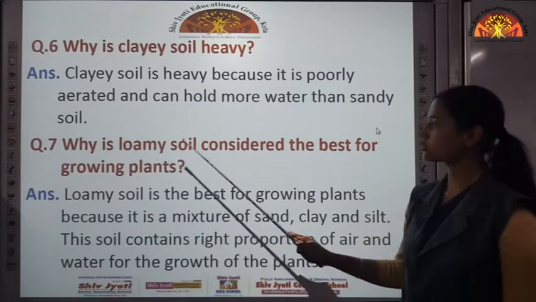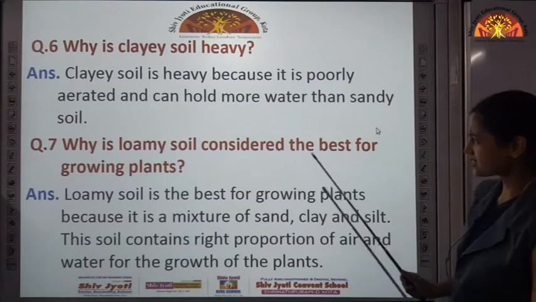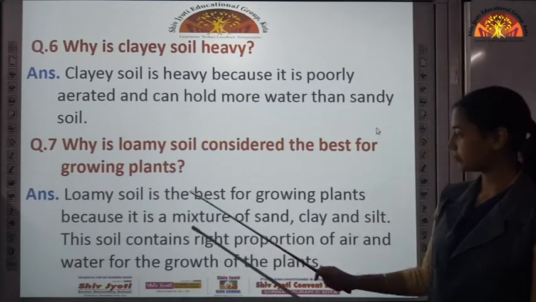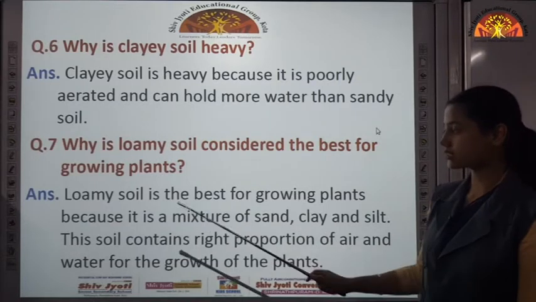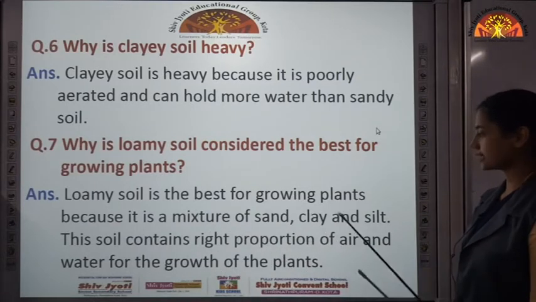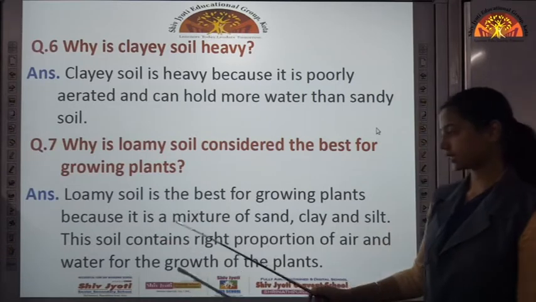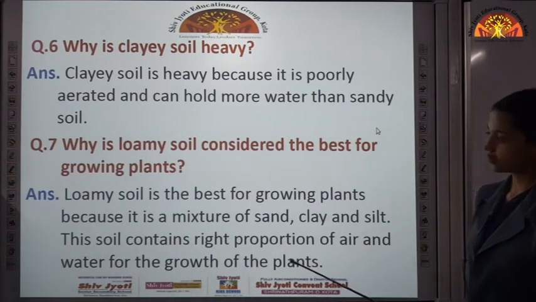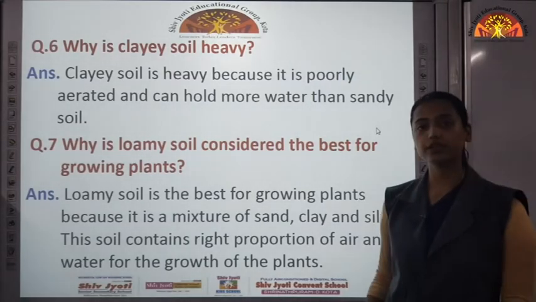Why is loamy soil considered the best for growing plants? Loamy soil is the best for growing plants because it is a mixture of sand, clay and silt. This soil contains the right proportion of air and water for the growth of the plants. It can hold good water and air.